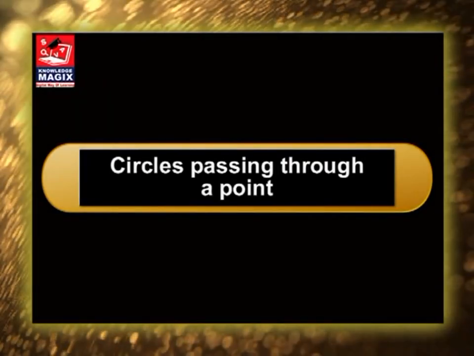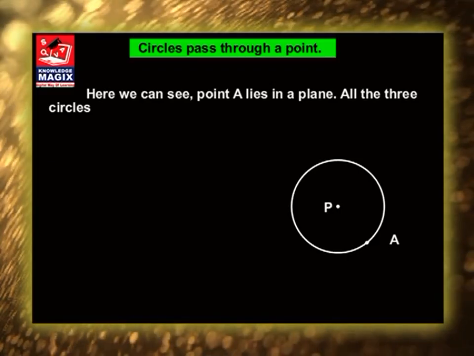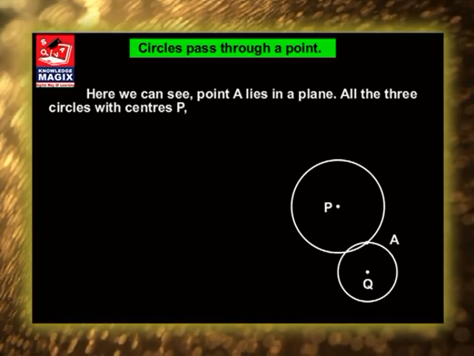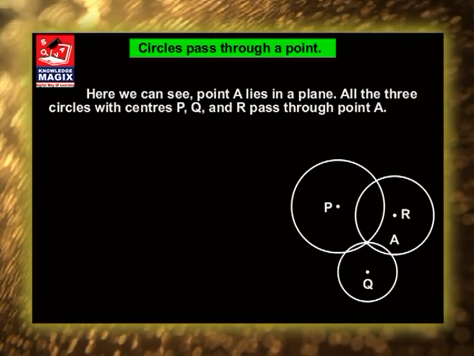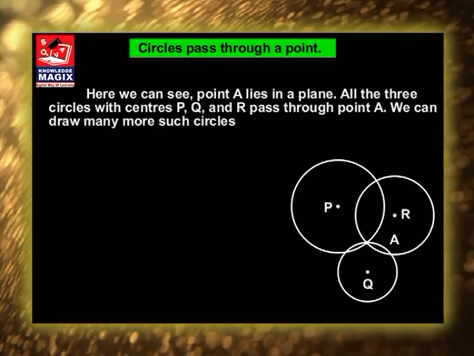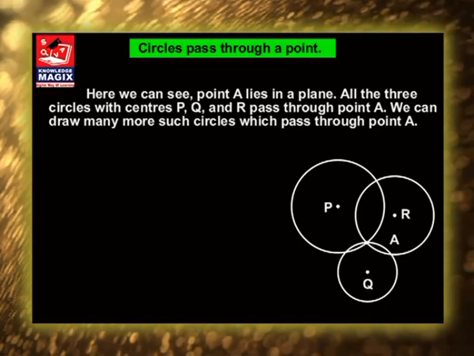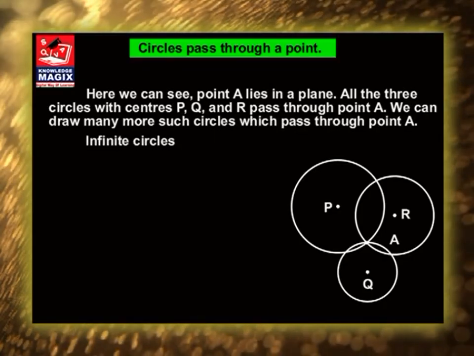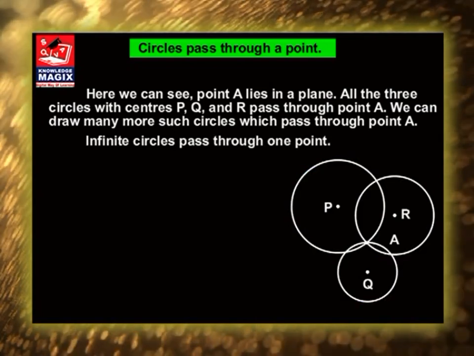Circles passing through a point. Here we can see point A lies in a plane. All the three circles with centers P, Q and R pass through point A. We can draw many more such circles which pass through point A. That means infinite circles pass through one point.